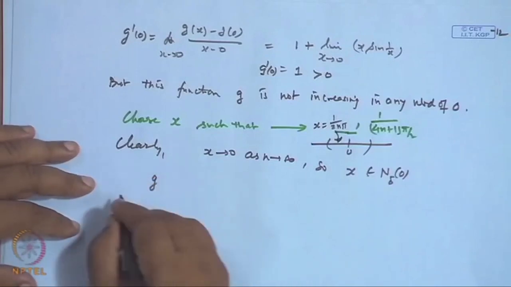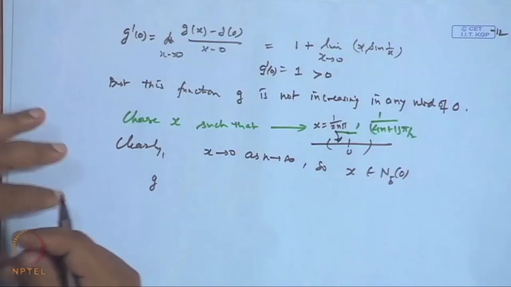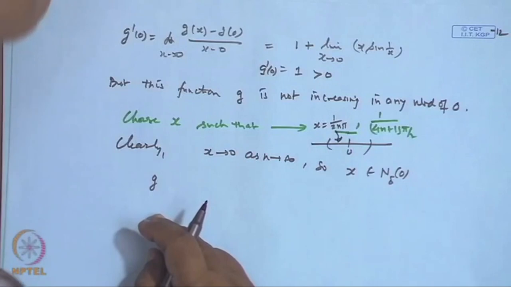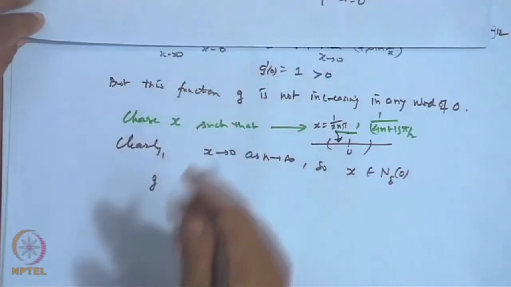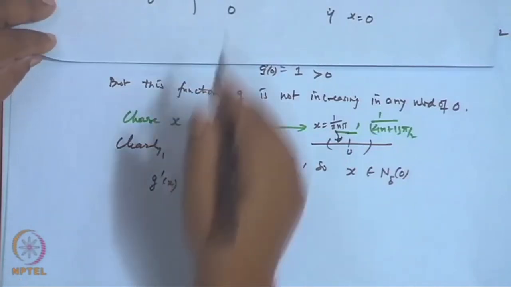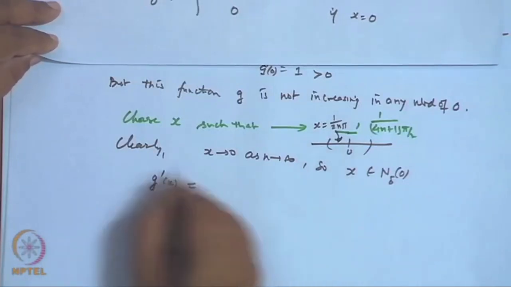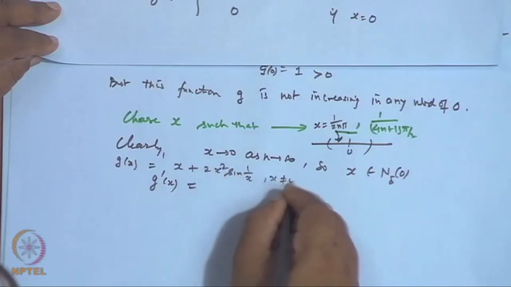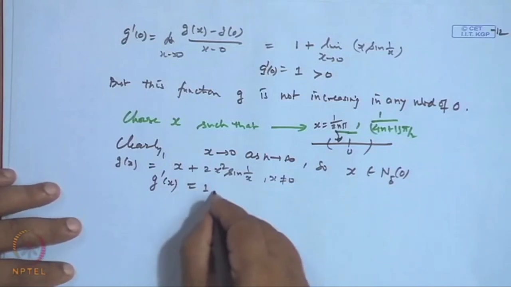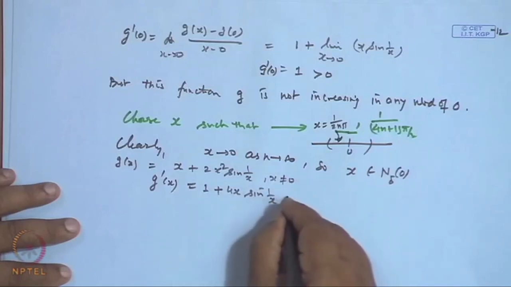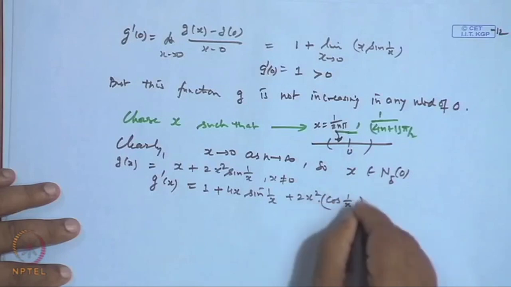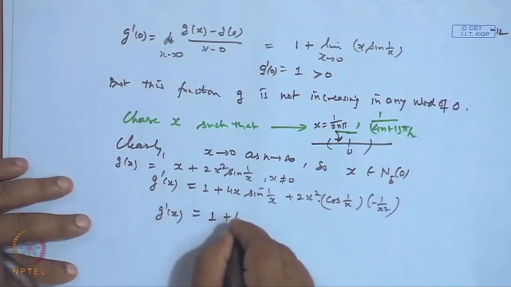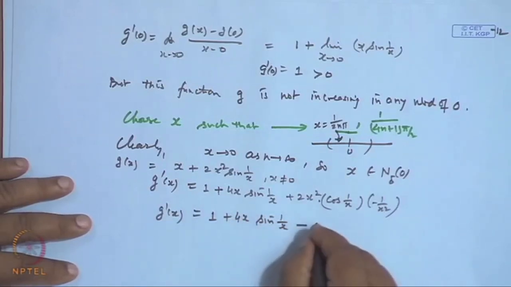But what is the derivative of our function, g prime x, what is this value? The derivative g prime is for the function x plus 2x square sin 1 by x when x is not equal to 0. So, when you differentiate it directly, you get 1 plus 4x sin 1 by x plus 2x square cosine of 1 by x into minus 1 by x square, is it not? Now, the value g prime x comes out to be 1 plus 4x sin 1 by x minus 2 times cos 1 by x.